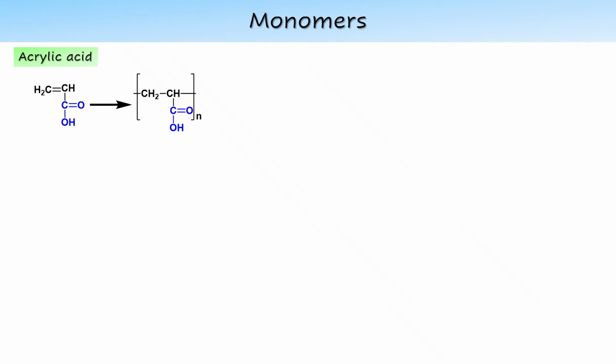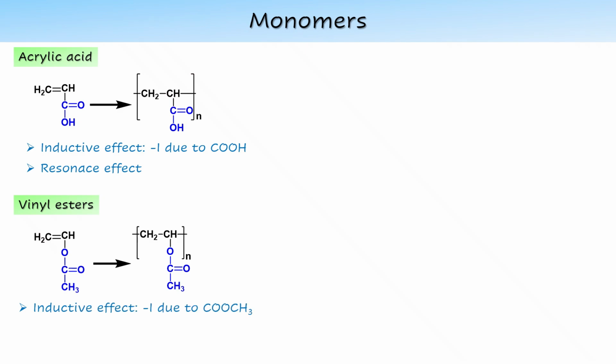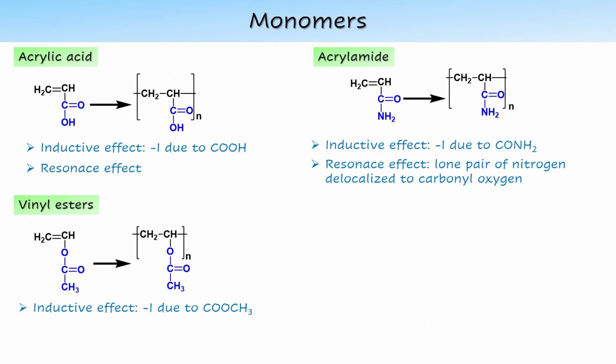In acrylic acid, the carboxyl group withdraws electron density via a strong electron withdrawing inductive effect, while resonance delocalizes the unpaired electron into the carbonyl pi system. In the case of vinyl acetate, the acetate ester withdraws electron density through an electron withdrawing inductive effect, reducing radical reactivity relative to simple olefin. In acrylamide, the amide moiety exerts a strong electron withdrawing effect, polarizing the carbon-carbon double bond, making it feasible for radical to attack. Lone pair resonance donation from nitrogen into the carbonyl bond stabilizes the propagating radical by lowering the radical energy.